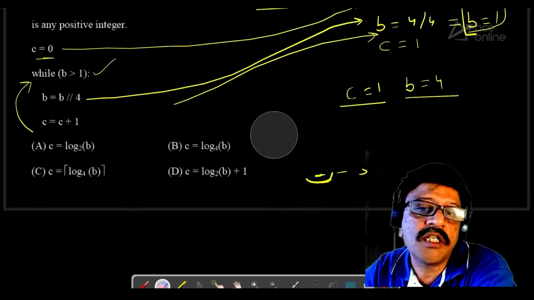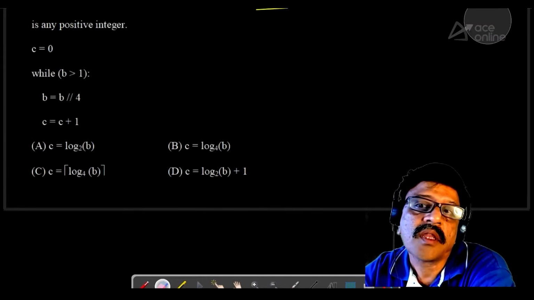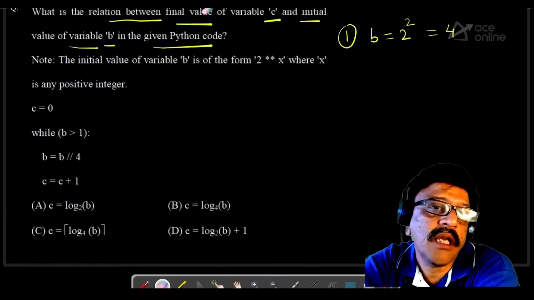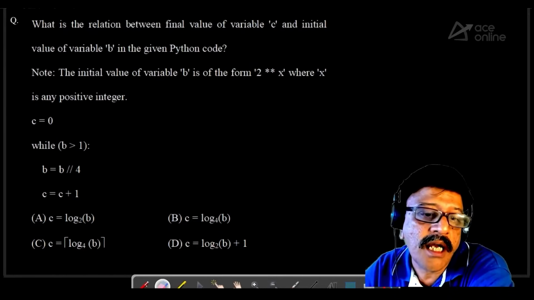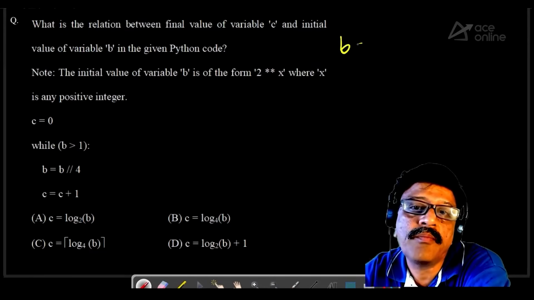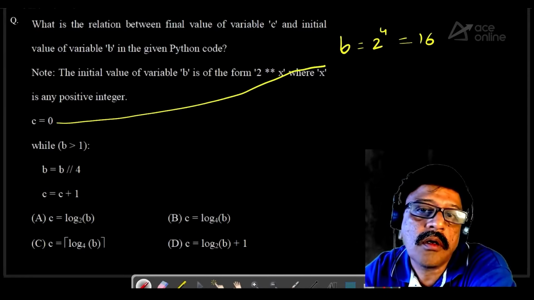So the only options pending now are C and B. Let's see, C and B. For doing that, what I will do is take the value of B as 16, 2 raised to 4, 16. Okay. Now let's execute this for 16.